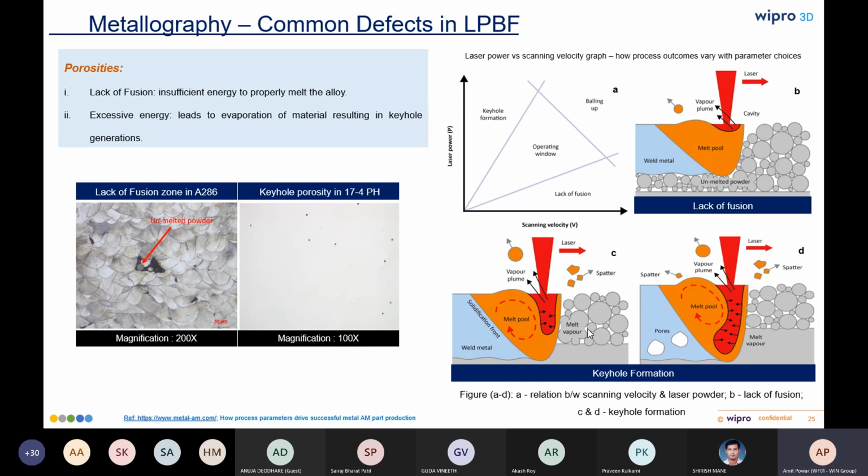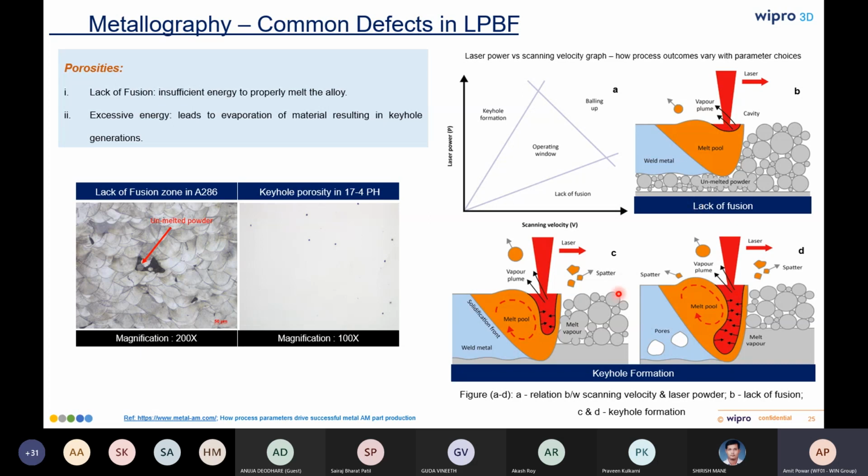Figure B shows the lack of fusion phenomenon. If we use less power for a given speed, as I mentioned earlier, then the melt pool will be smaller. The lower laser energy may not penetrate deeply enough to fully melt the powder layer, and the top surface of the solid metal will melt, but below it leaves unmelted powder, resulting in excessive porosity. Basically, these two layers will not get connected, and there is a risk of delamination.